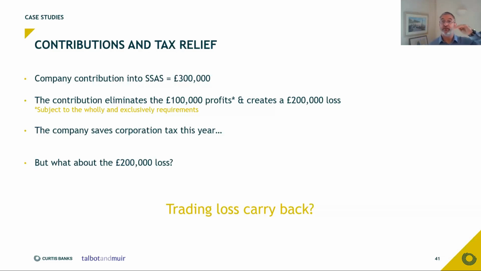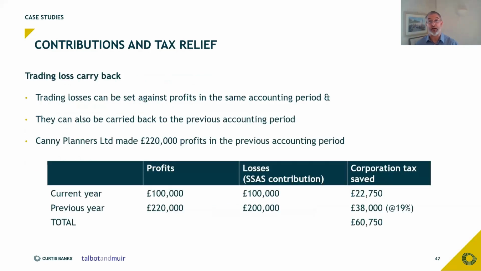So first of all, the first £100,000 wipes out the profits for the year. The next £200,000 of the contribution creates a trading loss. Can we do anything with that loss? We have a chat with a company tax advisor and he says, well, actually, we may be better to carry this loss back to the previous trading year. So current year profits would have been £100,000. The first £100,000 of the contribution wipes that profit out. Corporation tax saving is a combination of 19% and the marginal rate of 26.5%. So we saved that corporation tax for the year.